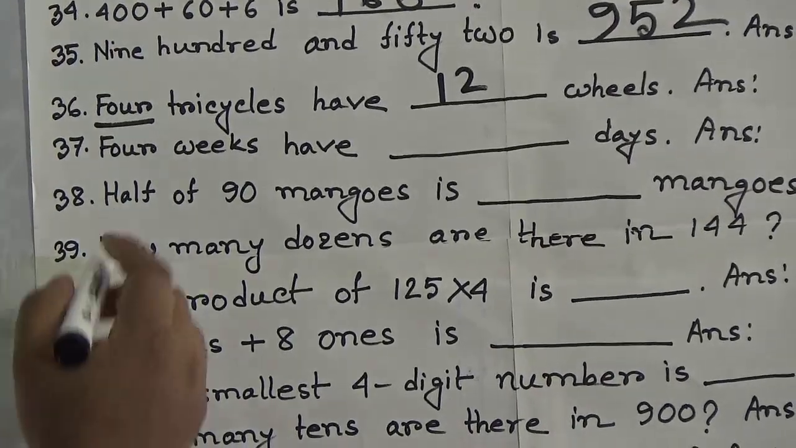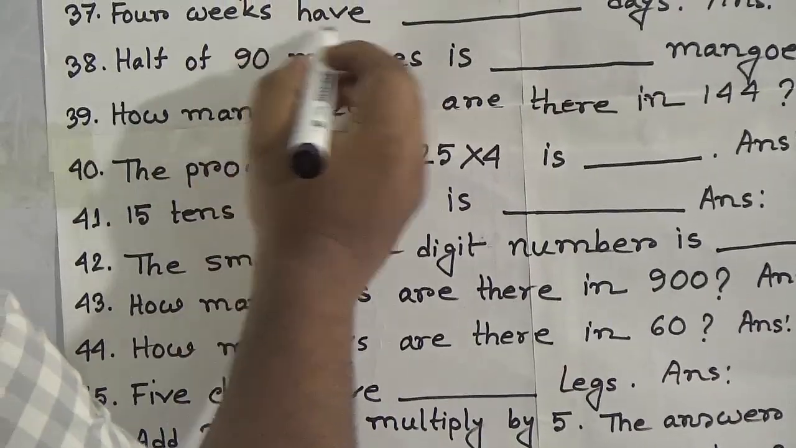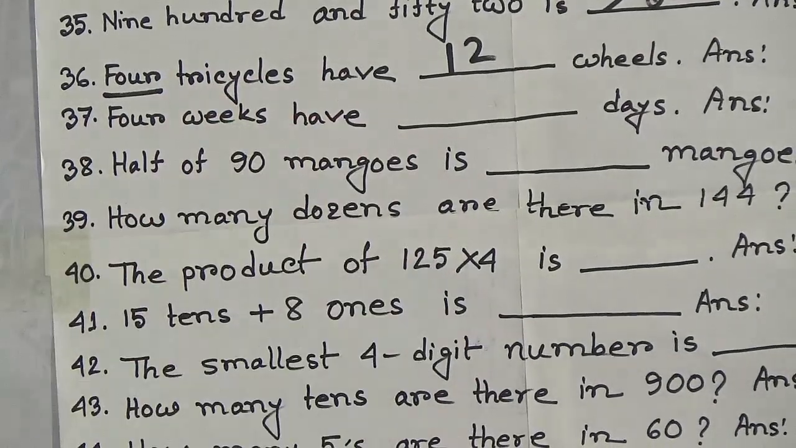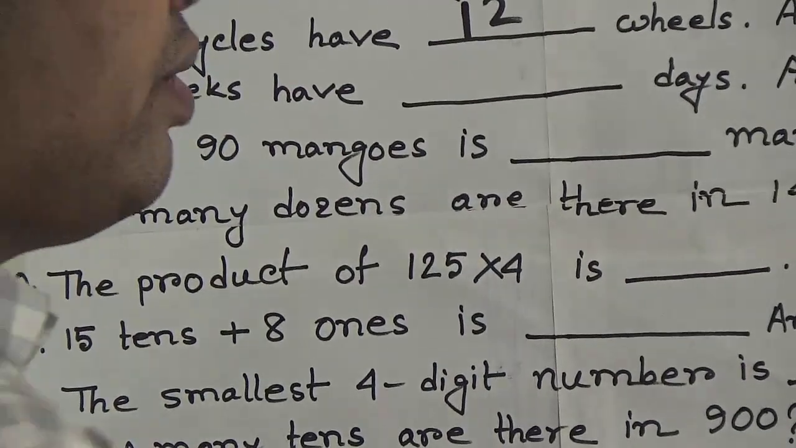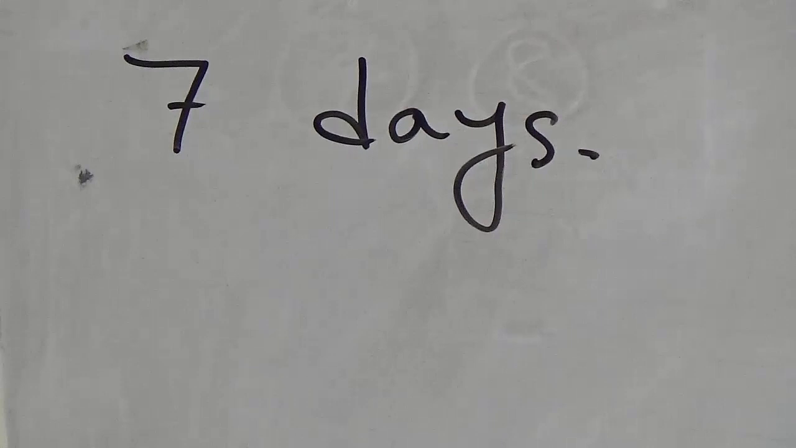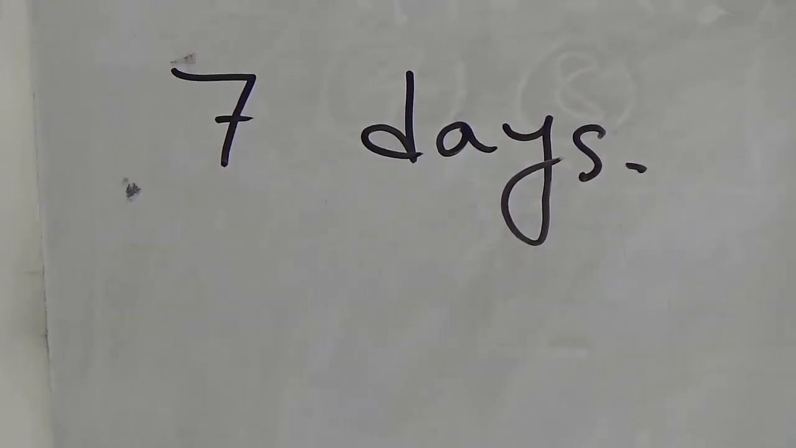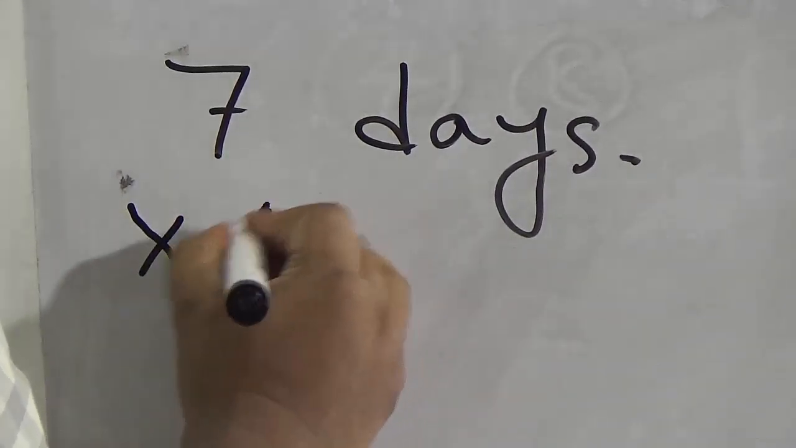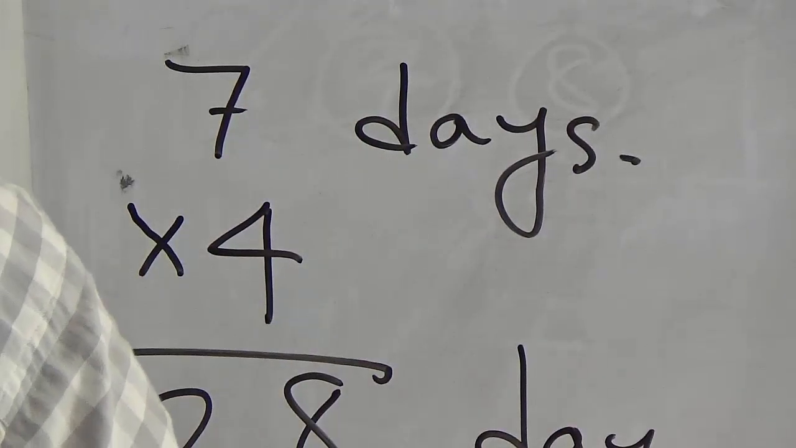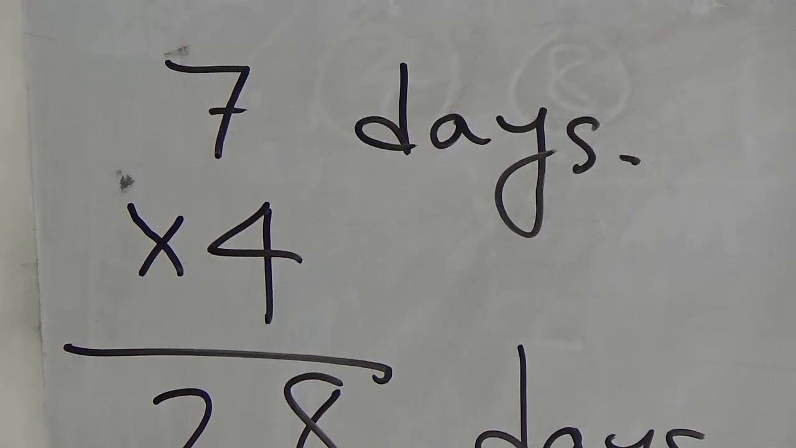Next, 4 weeks have how many days? We know that 1 week is equal to 7 days. So 4 weeks have 7 multiplied by 4. 7 4s are 28. So there are 28 days in 4 weeks.